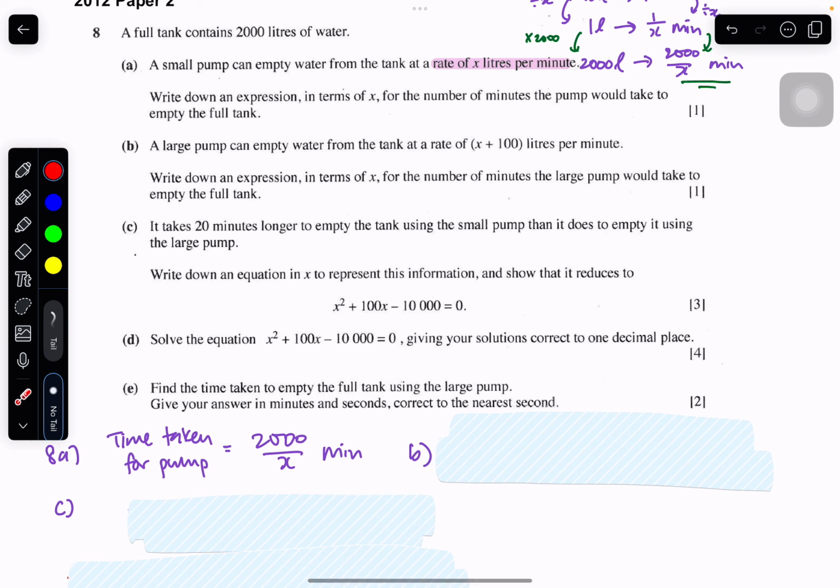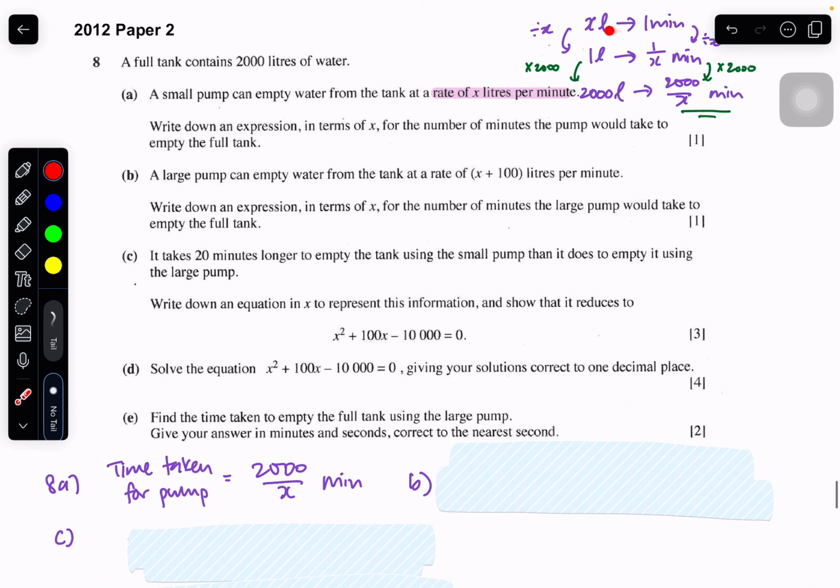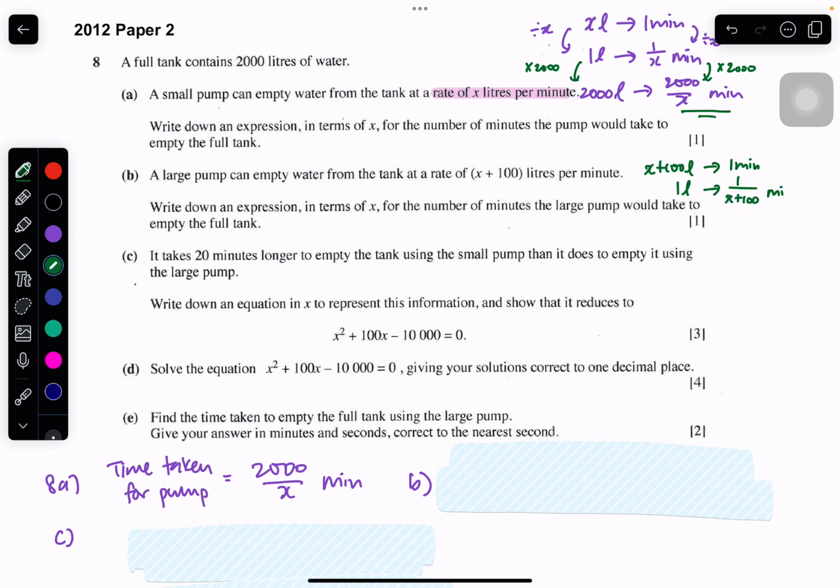For part 2, similarly, a large pump can empty water from the tank at a faster rate. In this case, this pump can empty water at X plus 100 liters per minute. The question wants you to find the time taken for this large pump to empty the full tank. If you apply the same logic as part 1, you know that X plus 100 liters takes 1 minute, so 1 liter would take 1 over X plus 100 minutes.